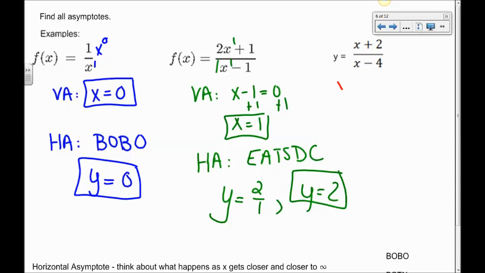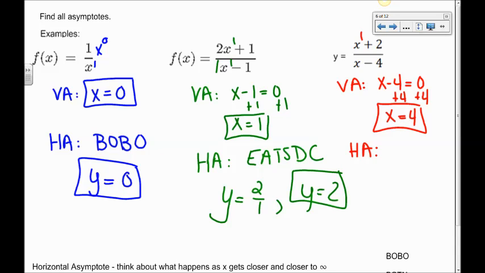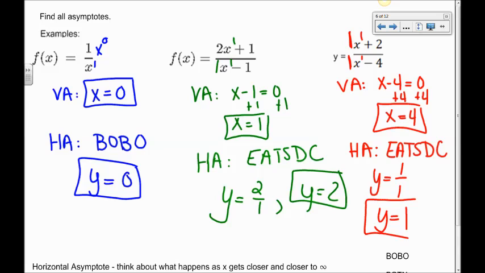Okay, here we've got a vertical asymptote. We'll have x minus 4 equals 0. When we add 4, we get x equals 4 as our vertical asymptote. Horizontal, we look at our powers of x. We can see they're both 1. The coefficients are also 1, so exponents are the same. Divide our coefficients, we get y equals, sorry, not the exponents, the coefficients, 1 over 1, and y equals 1.